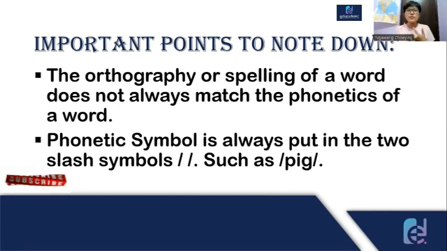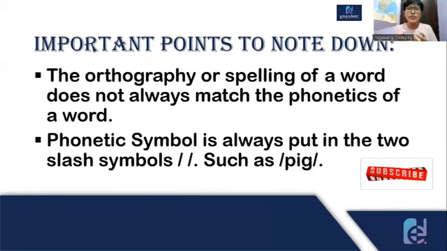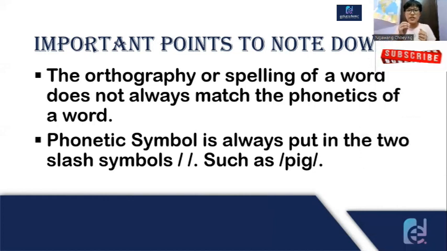The next point is the phonetic symbol placement. When we write phonetic symbols, we have to put them between slash symbols. Let's take the example of the word pig. Pig is the word, but the phonetic symbol of the word pig is written in slashes, so we put the phonetic symbol of pig between the slashes.